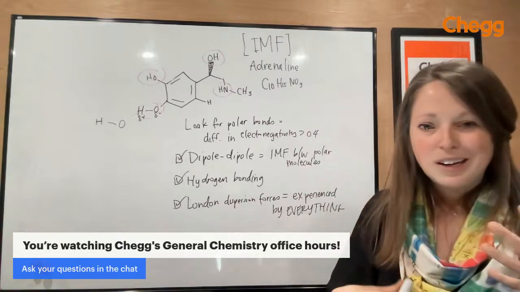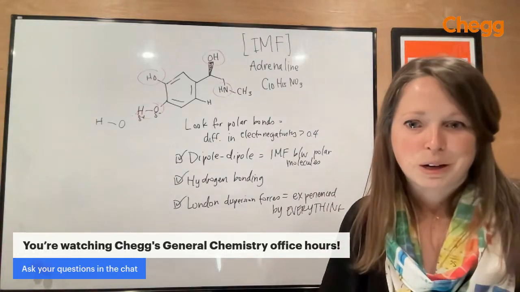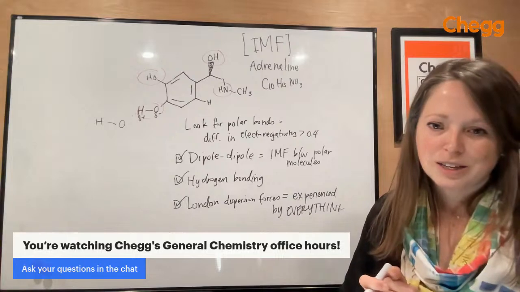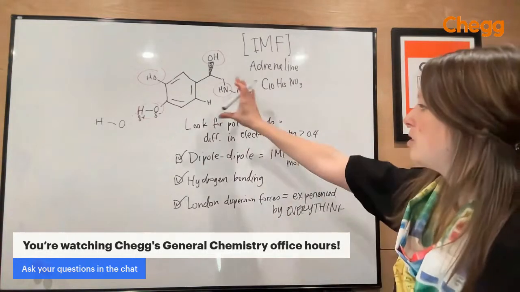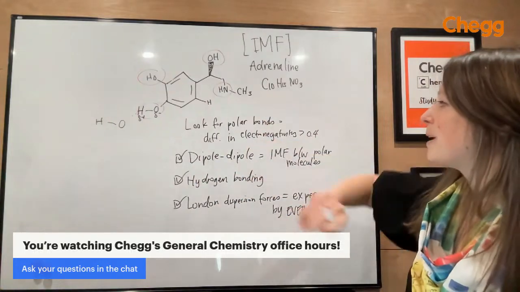The larger the electron cloud, the larger the molecule, the stronger that interaction is going to be, because we say the greater the polarizability of that electron cloud. All right, so those are the IMFs that this compound would experience.